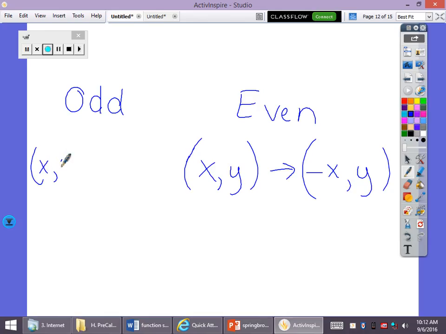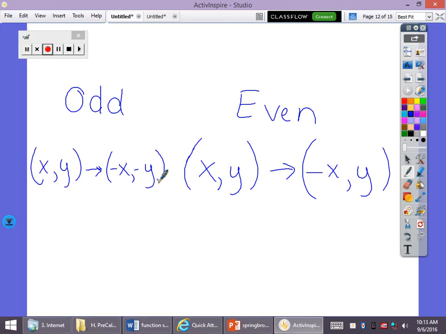So, odd, when I look at the graph, it's reflected over the x-axis. Also, a rotation of 180 degrees or a double reflection. So, what would that look like? Negative x and negative y. Okay? So that's if I gave you some ordered pairs and I asked you for other ordered pairs to make the function even or odd.